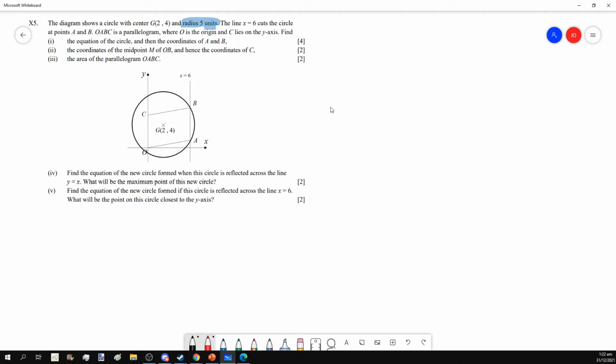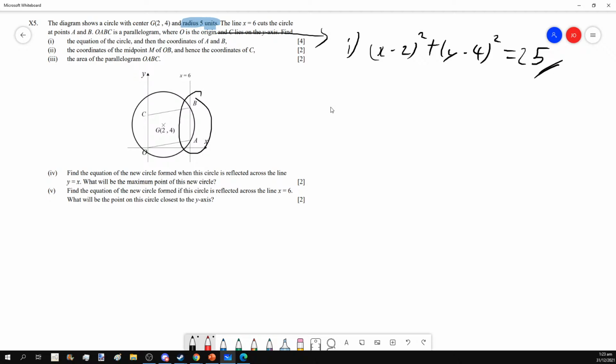All they asked so far is to find the equation of a circle, which is really straightforward because they have already given you the radius over here. So for part 1, we will simply say that I have x minus x coordinate squared plus y minus y coordinate squared equals radius squared, 25. Boom, we're done. From here, we want to find the coordinates of A and B.